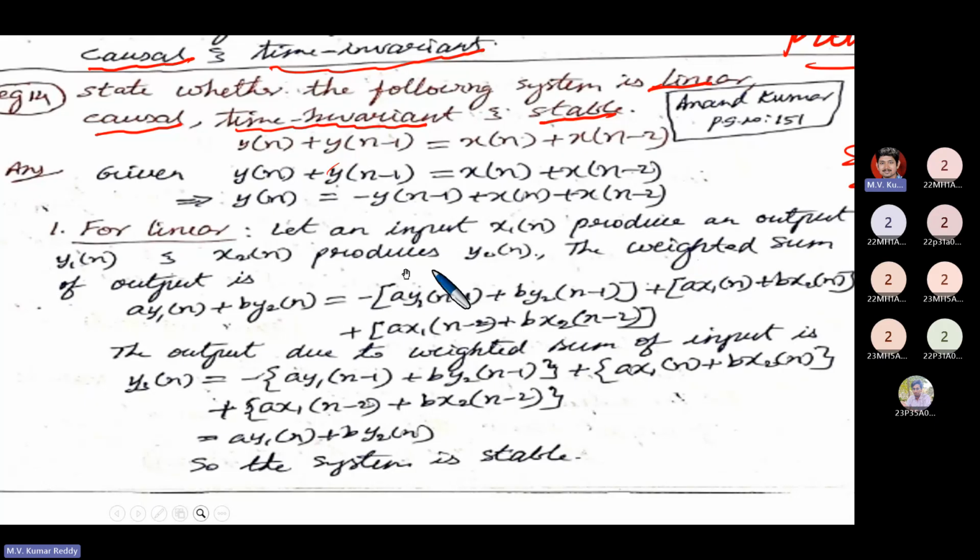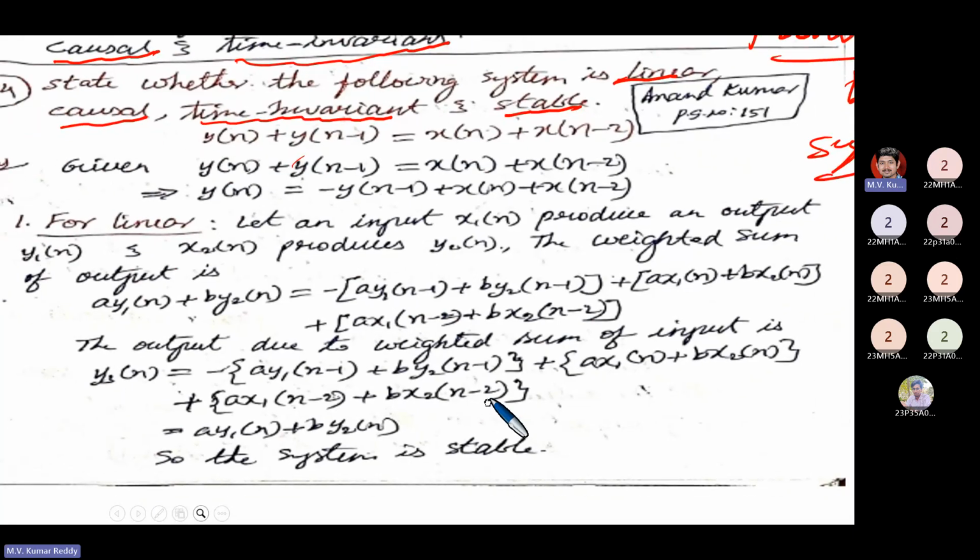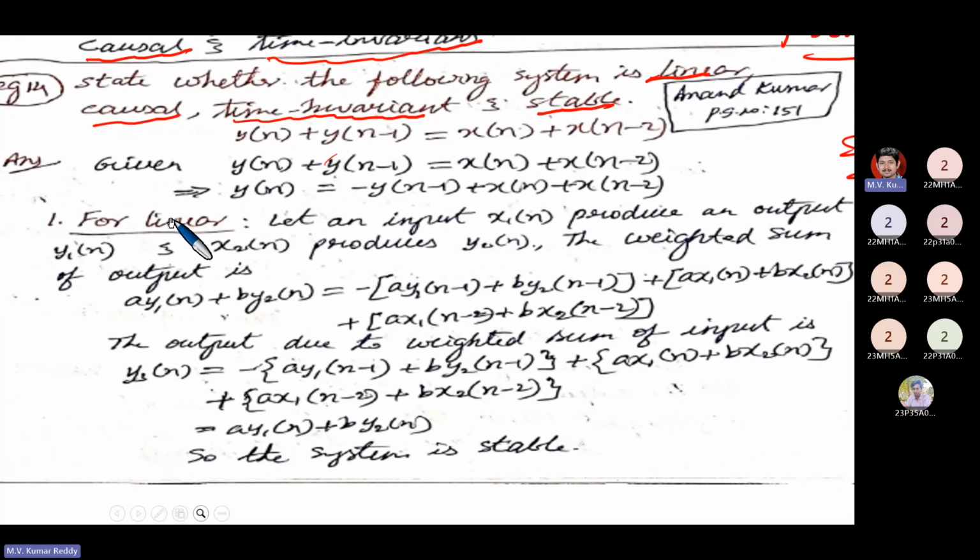Okay, so this equation is y1 and same equation is y2, with x1 and x2. Okay, so this is a y1 plus b y2. Next, a y1 plus b y2, a x1 plus b x2. So all are linear. Superposition theorem is applied. Okay, hence the system is linear.